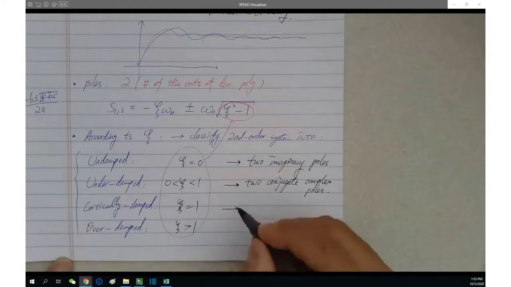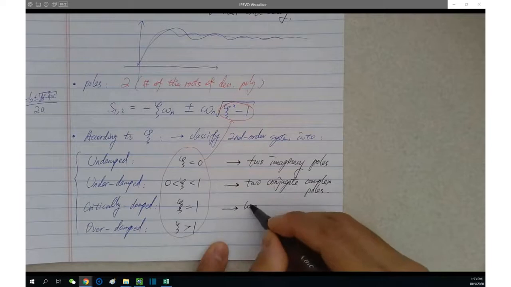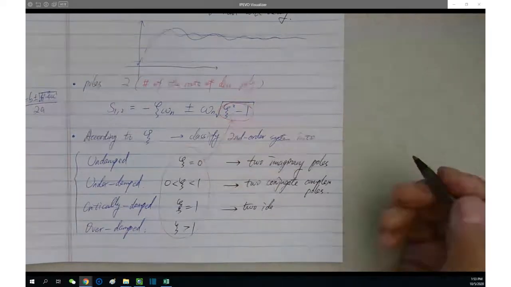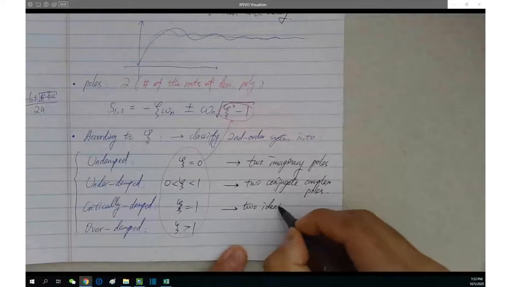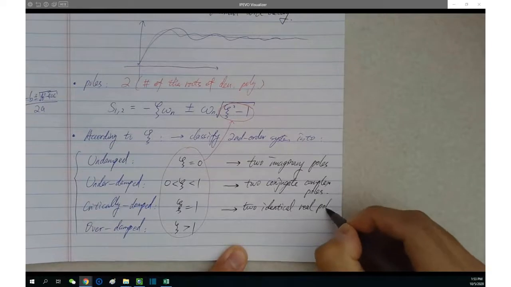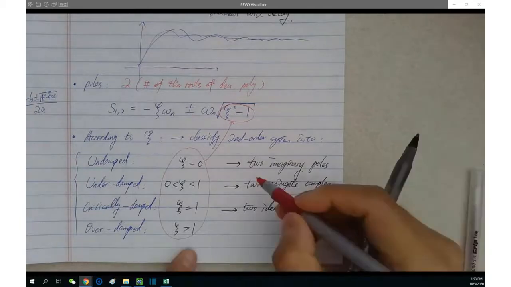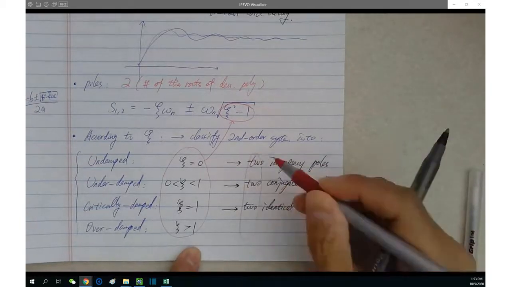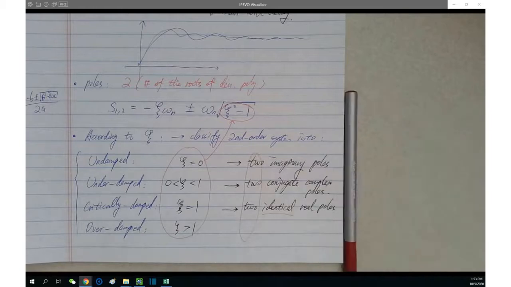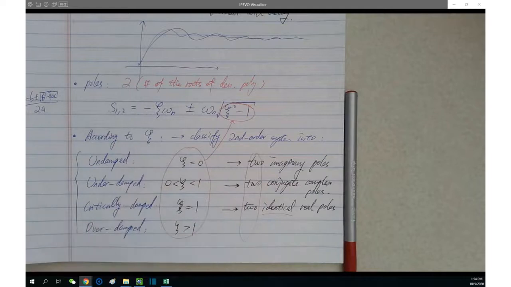And further, critically damped means zeta equals one, and then what do we end up with? Two identical real numbers. Exactly, two identical real poles. And the point is, always remember, we definitely have two, even though they are the same, even though identical, still the number is two. The number cannot be changed. It has to be two poles.